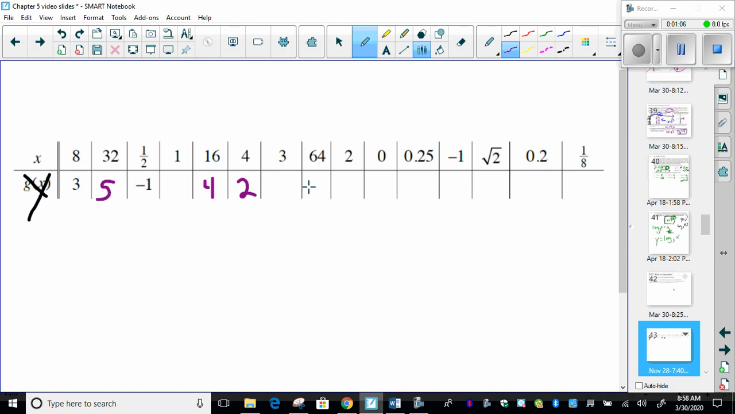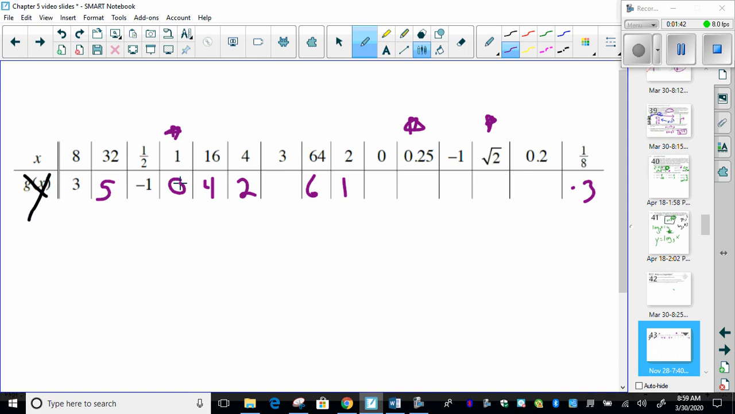So 64 is 6. 2 is 1. 1/8 is -3. This one is a nice value. It's a fraction, but it's still a nice value. This one's an integer. And this one's an integer. The other ones are going to be a little bit more challenging, and you might have to see the relationship amongst them. So see if you can find those last three if you haven't found those yet.